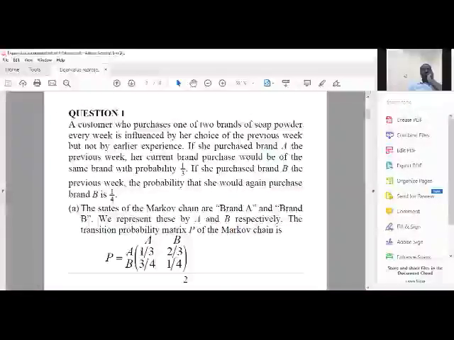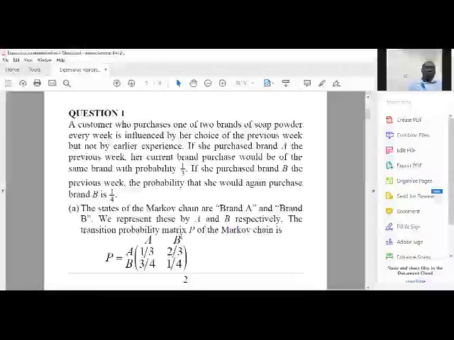You know that the sum of the probabilities in a row should be equal to 1. And if she purchased brand B this week, the probability that she purchases the same brand, B, the following week is 1/4. It means the probability that she changes from B to A is 3/4. And note that always the sum of the probabilities in the row should be equal to 1. So this is the transition probability matrix.